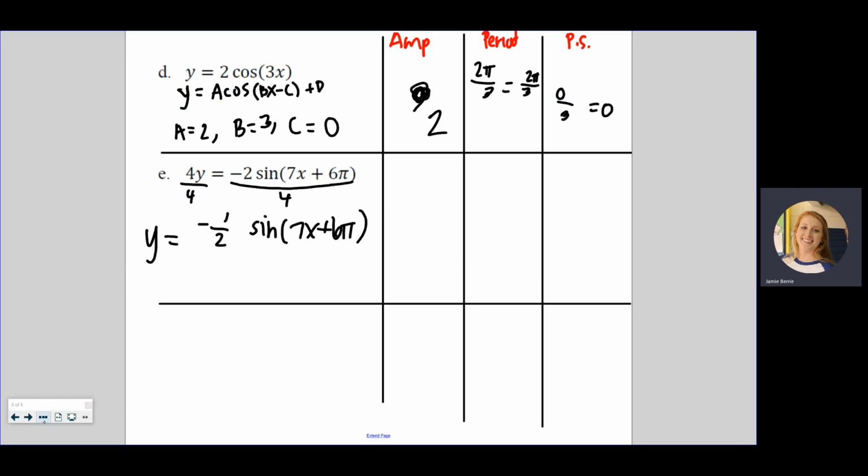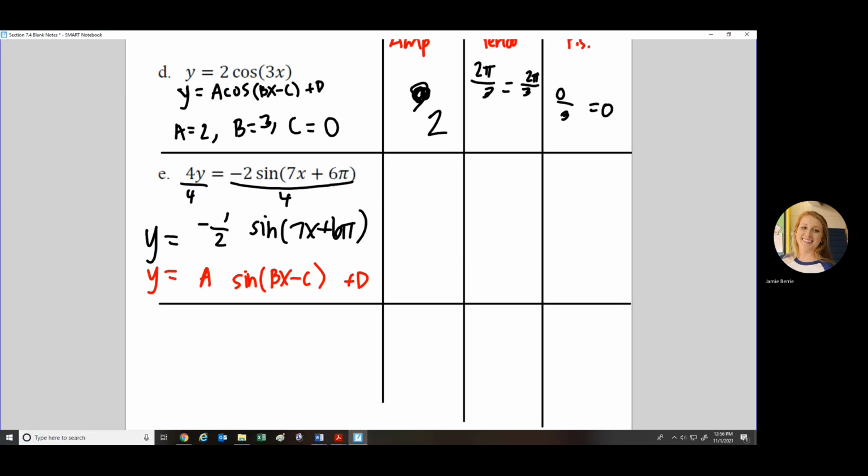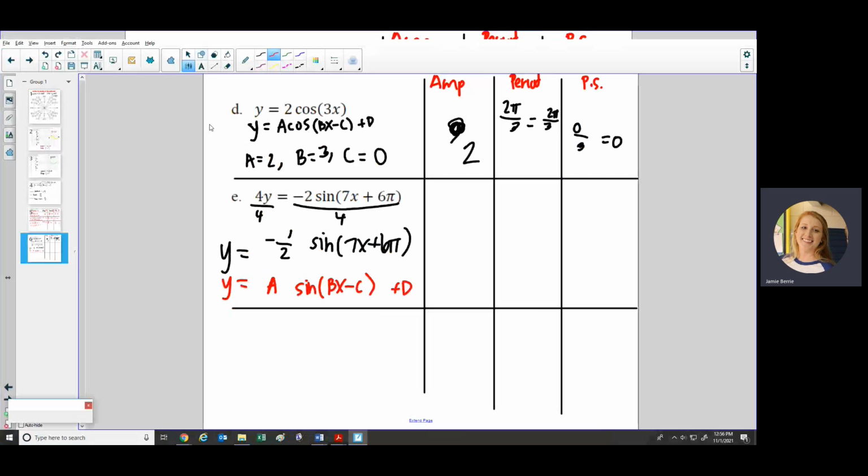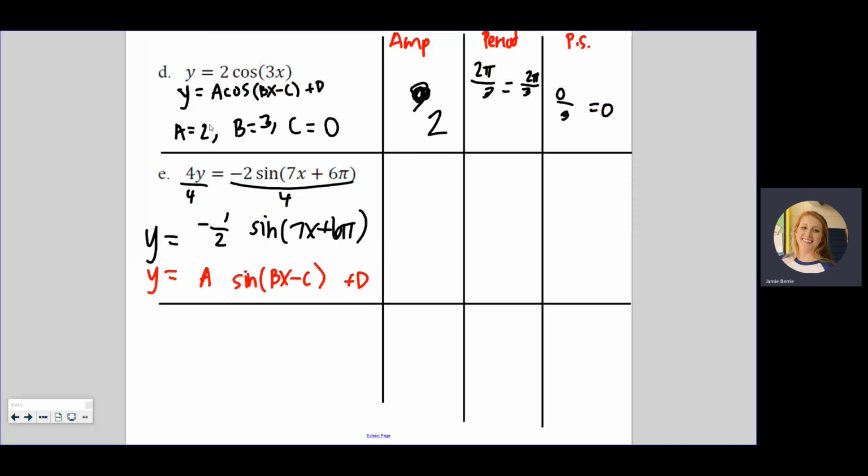I'm going to write the general formula for a general trig function under here. Y equals a times, in this case, sine of bx minus c plus d. And then we can identify what is a. A is negative 1/2. So the absolute value of a would be just positive 1/2.